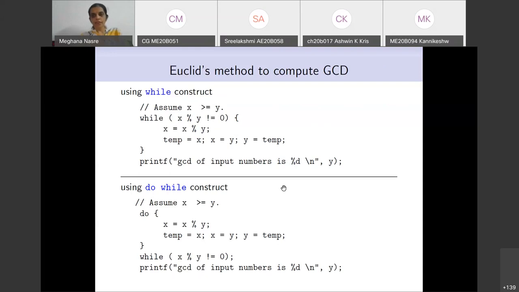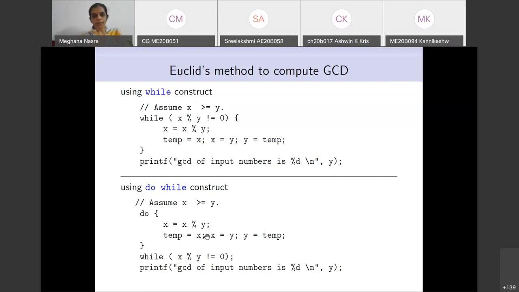So let's execute it for 5 and 3. If x is equal to 5 and y is equal to 3, x is equal to x mod y. What is the value of x after this update? 2. Yes. Is that okay?